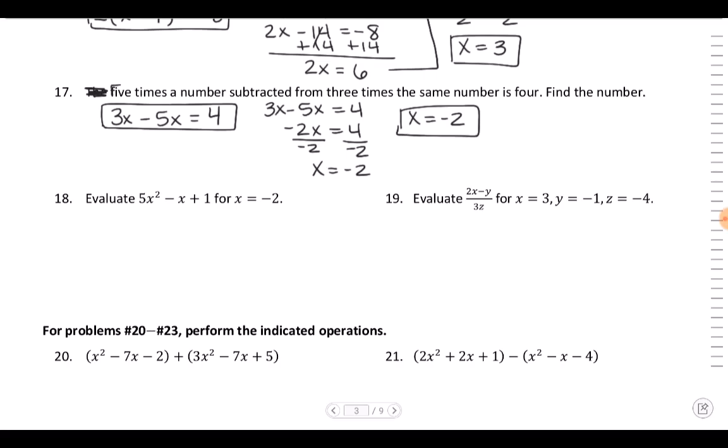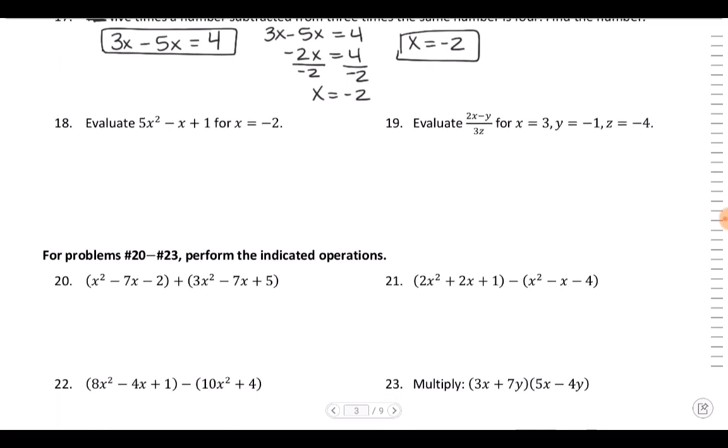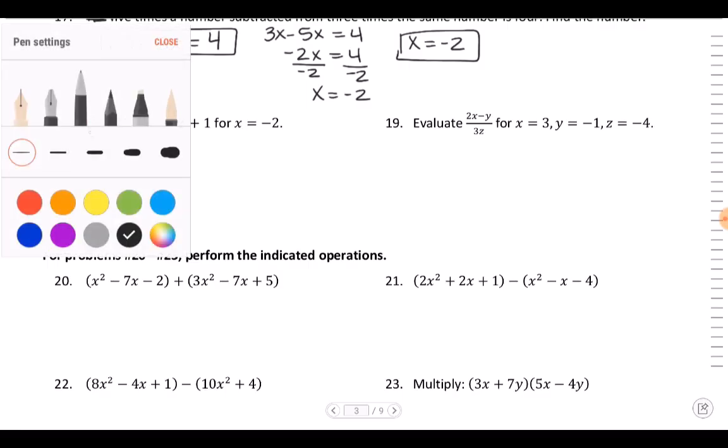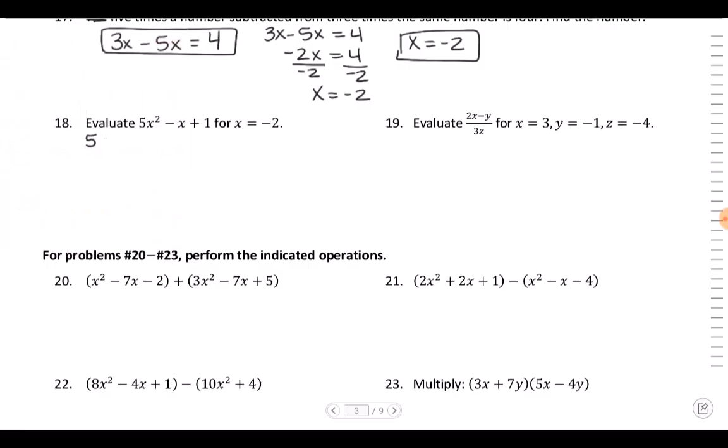Okay. Number 18, evaluate 5x squared minus x plus 1 for x equals negative 2. This means we're just going to replace, everywhere I see an x, I'm going to replace it with a negative 2, like this.